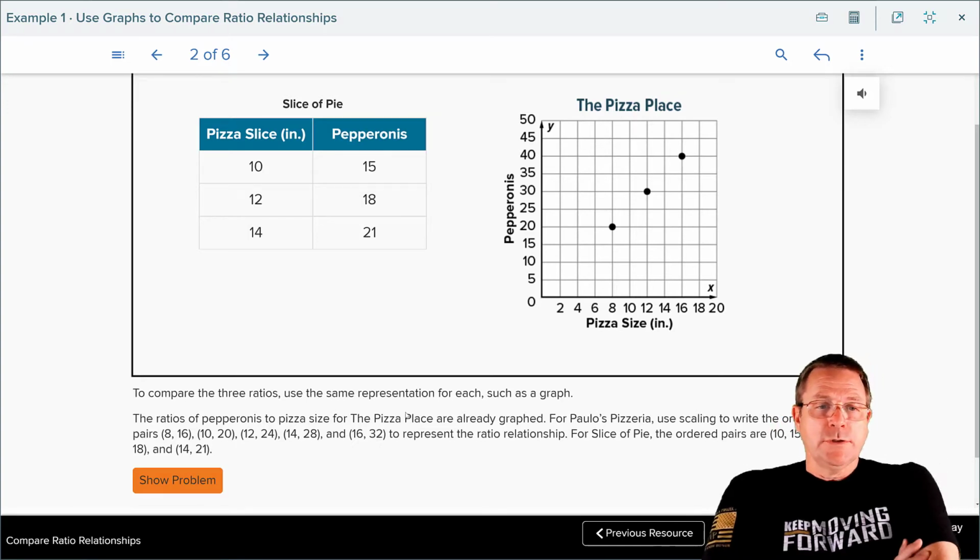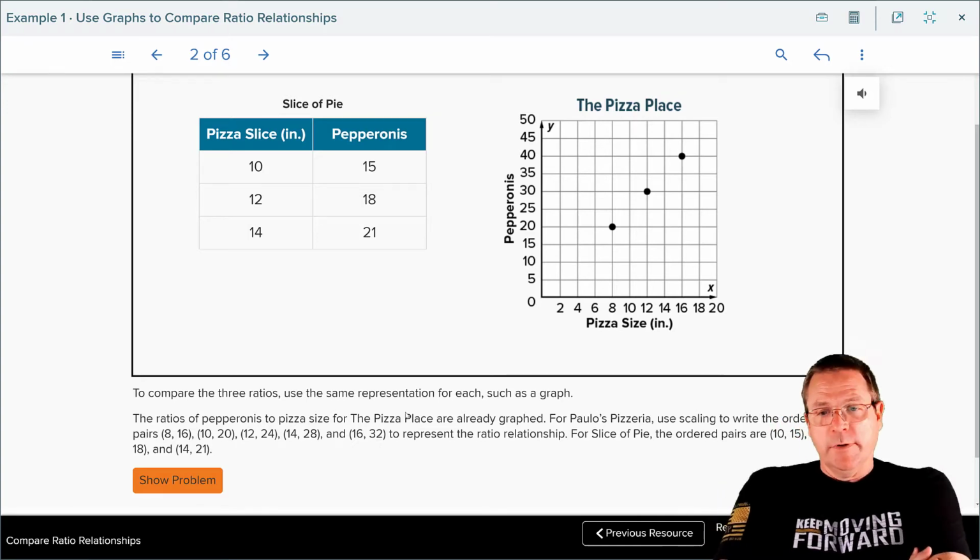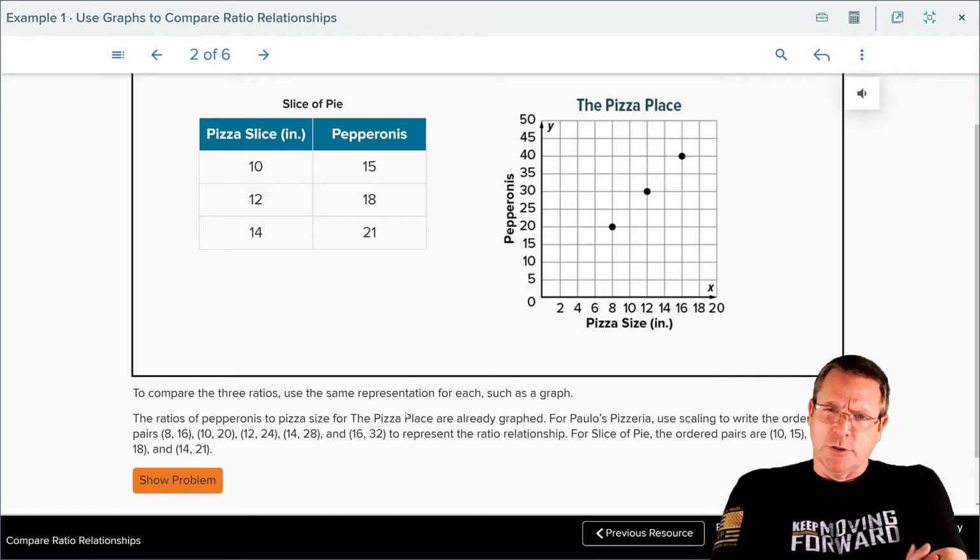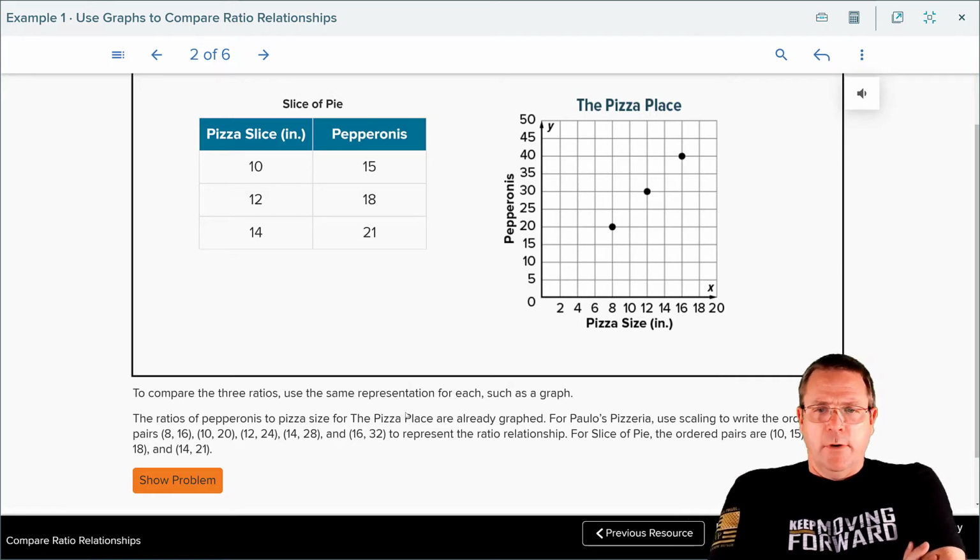Compare the three ratios. Use the same representation for each, such as a graph. And there you have your data. Pause the recording from here and create yourself a graph so that you can figure out what is going to be the best deal as far as getting the most pepperonis on your pizza.